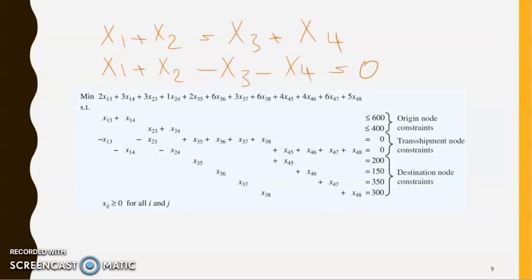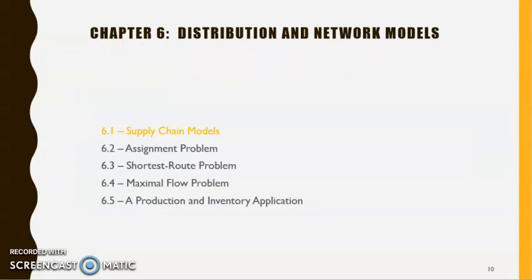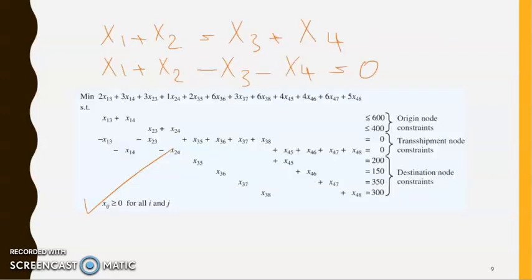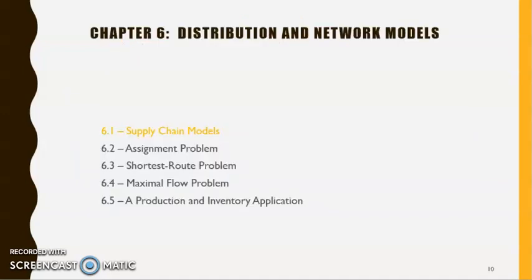And finally, you have 4 constraints regarding the destination node. And here is the non-negativity constraint. You can take your time to check it by pausing the video. And now we can announce that we finished chapter 6, first section. That was the supply chain model.